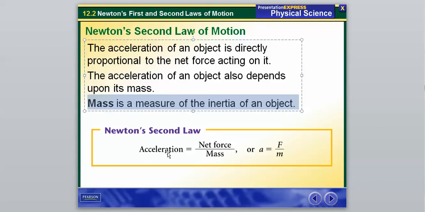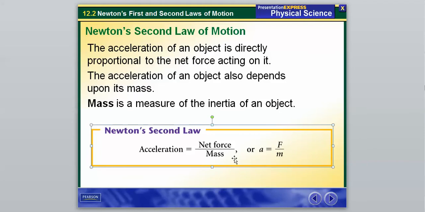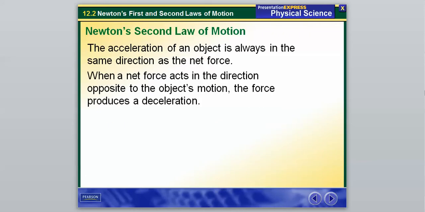Here is our equation, so I would definitely write this down: acceleration equals net force over mass. We'll actually go through a sample problem in a second. A couple more rules for Newton's second law: the acceleration of an object is always in the same direction as the net force, and when a net force acts in the direction opposite to the object's motion, the force produces a deceleration, because it's slowing the object down.